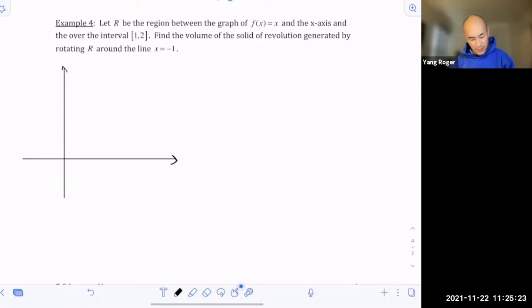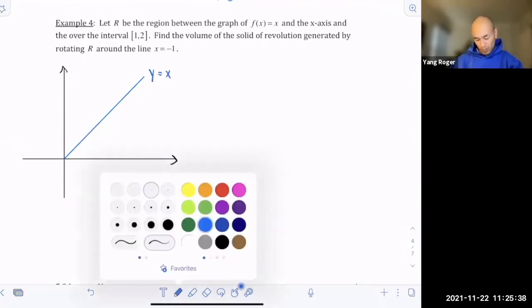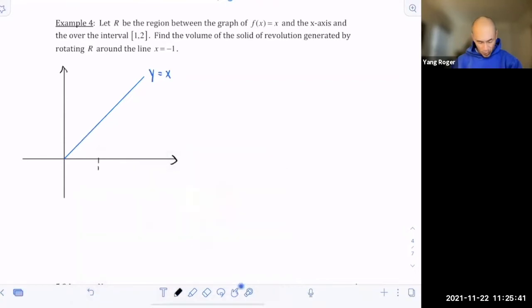This is the x-axis, this is the y-axis. This is the line y equal to x. Here's 1, here's 2. Find the volume of the solid of revolution generated by rotating R about the line x equal to -1. So the x values are along the x-axis. Here's x equal to -1.